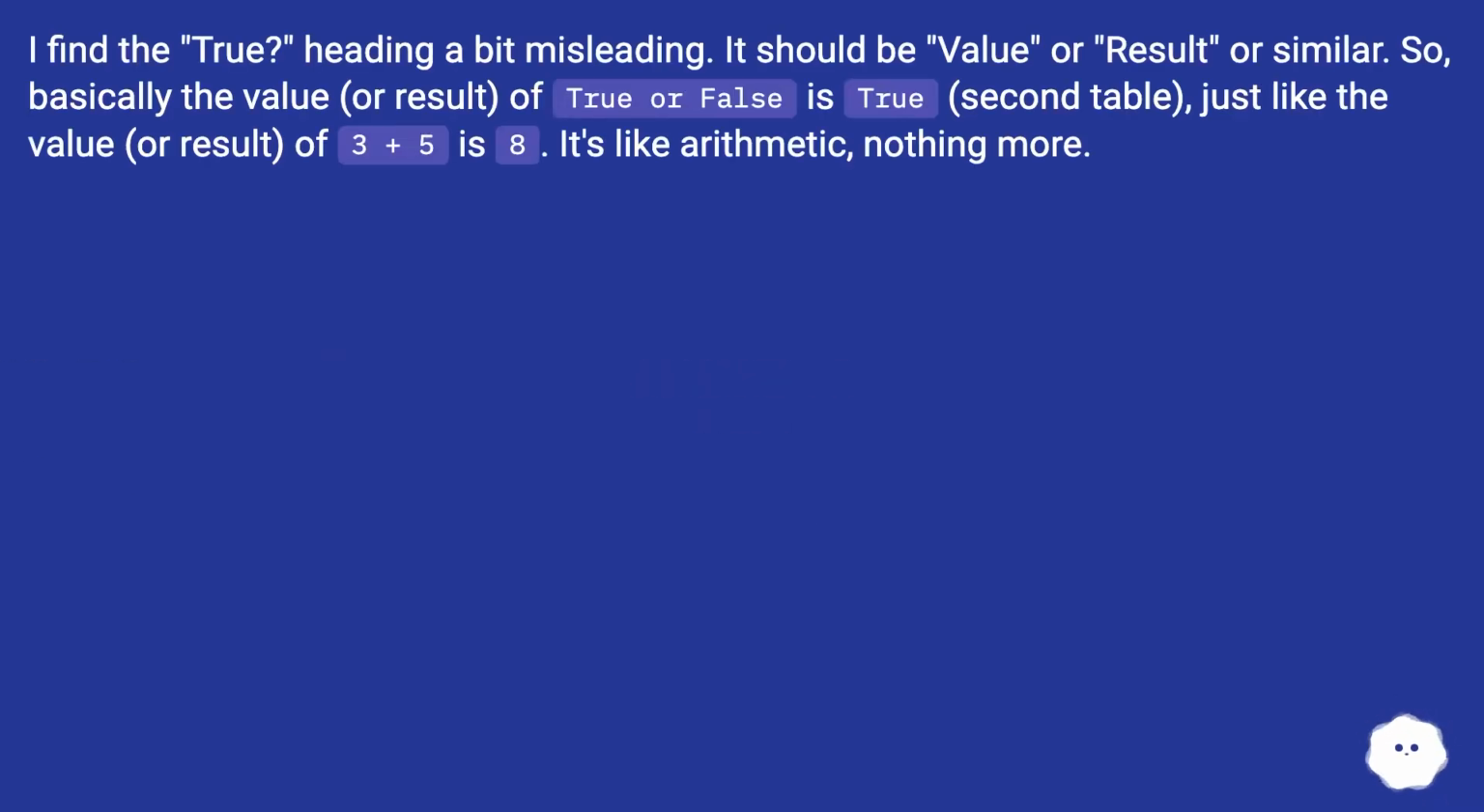I find the "true" heading a bit misleading. It should be "value" or "result" or similar. So, basically, the value or result of true OR false is true, second table, just like the value or result of 3 plus 5 is 8. It's like arithmetic, nothing more.